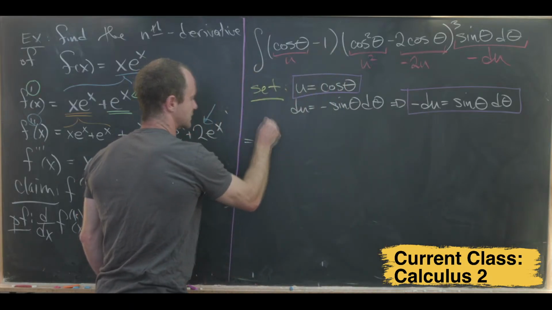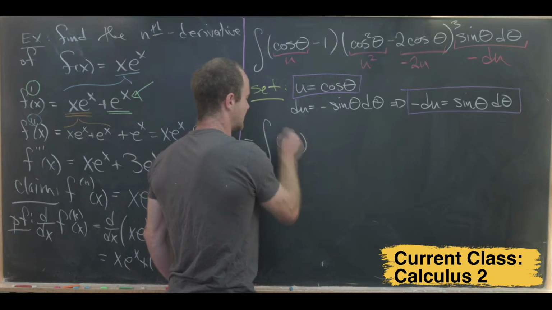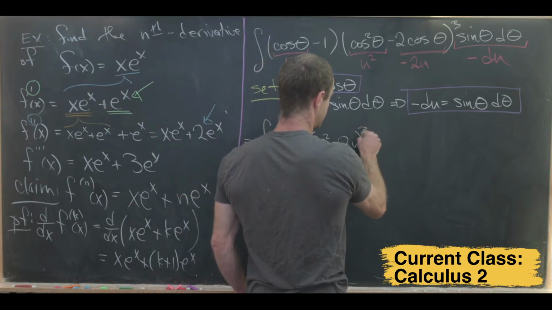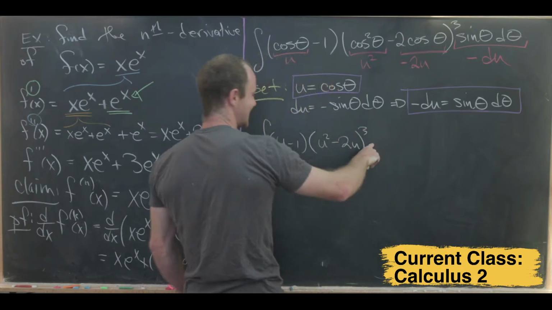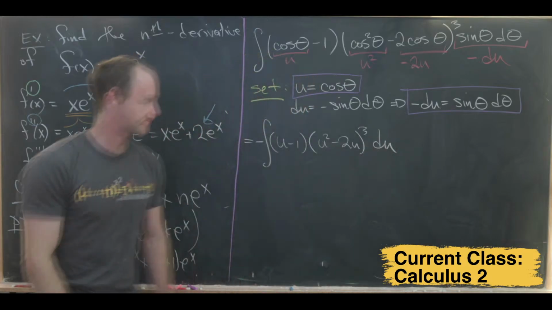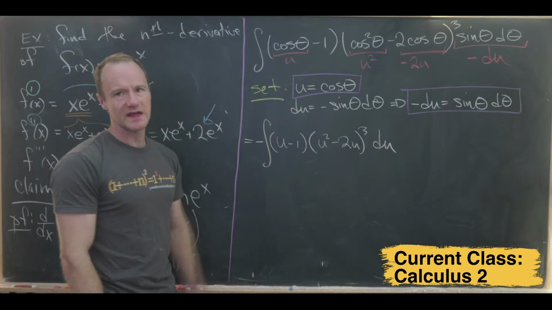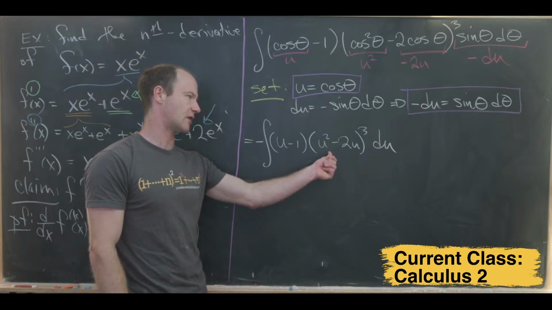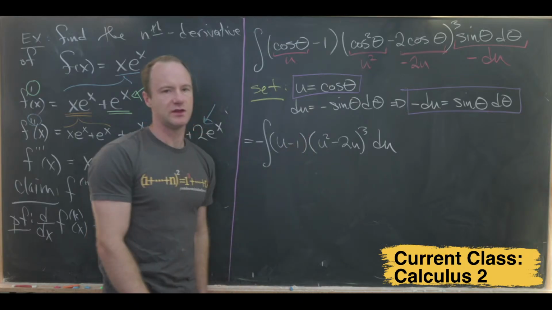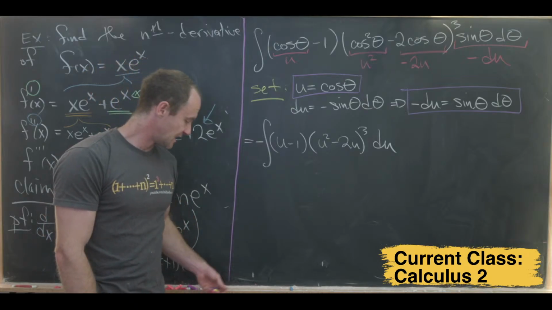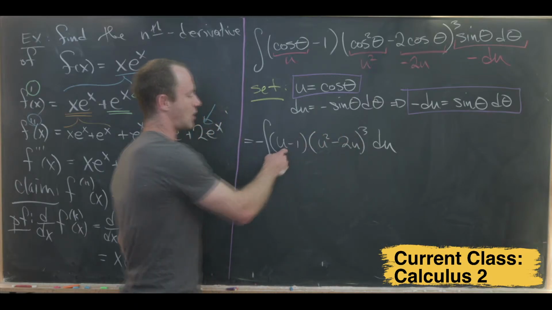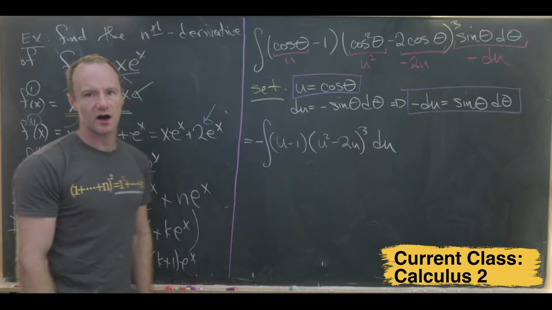So let's see what that leaves us with. Now we have the integral of u minus 1 times u squared minus 2u all cubed, and then times minus du. Let's maybe put a minus sign out front, and then we'll put a du here. But there are a couple ways to work with this. Notice we could cube this guy out right here, and then maybe multiply it with a u minus 1, then we've got a big polynomial. But if you look at this carefully, you can see that this u squared minus 2u, its derivative is almost exactly u minus 1. It's just off by a constant.